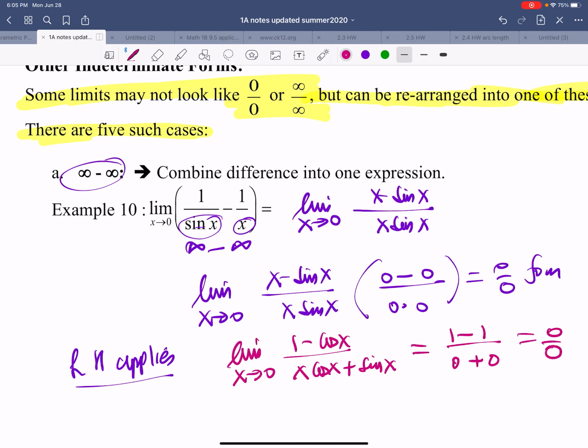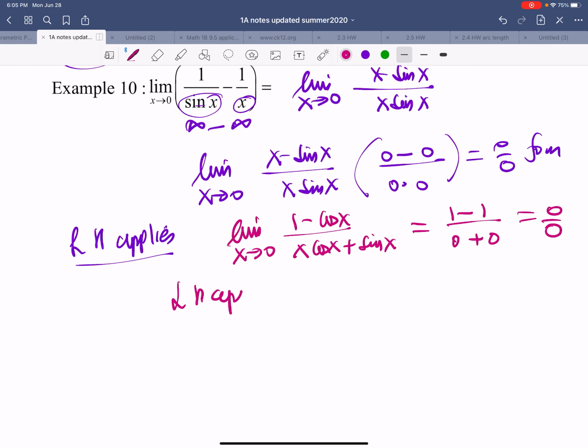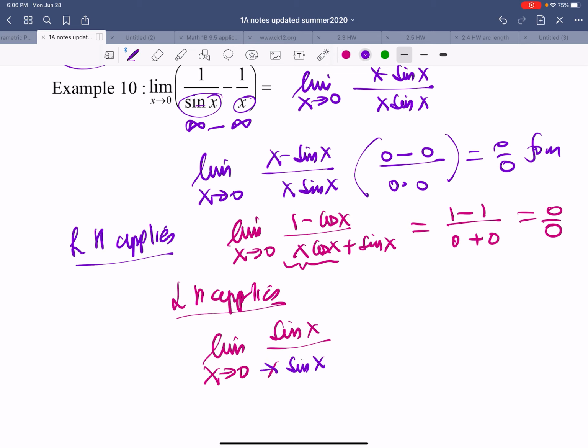So that is 0 over 0 form. One more time, I'm getting 0 over 0 form. So that means I'm going to apply the L'Hopital rule again. LH applies one more time. So limit x goes to 0. Derivative of 1 minus cos x would be positive sine x. Derivative of x cosine x would be x times derivative of cos x is negative sine x plus cos x times 1. Derivative of sine x is cos x.